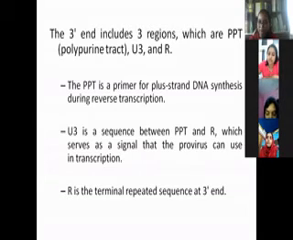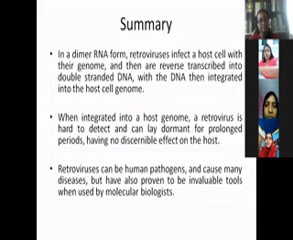PPT is a primer for plus strand DNA synthesis during reverse transcription. RNA is converted to DNA with the help of reverse transcriptase. U3 is a sequence between PPT and R, which serves as a signal that the provirus can use in transcription. And R is the terminal repeat sequence at the 3' end.